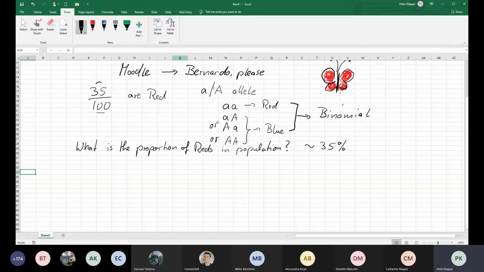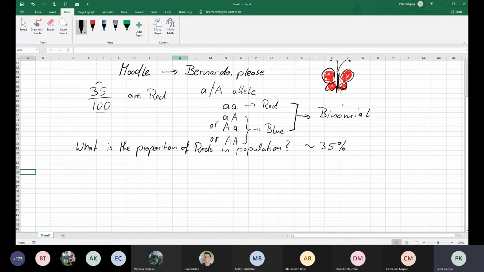This is just simply because our sample is 35%, but it doesn't mean that the exact proportion of reds in the population is indeed 35%. It could be, say, 29% or maybe 38% or something like that. So how do we actually find this out?